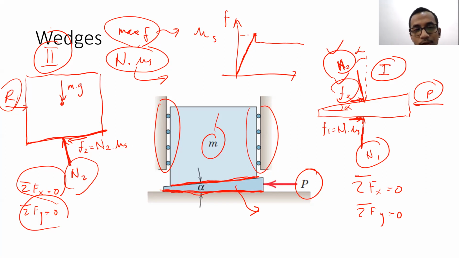After solving the friction force and normal force too, then we can go to the first free body diagram again to solve for the normal force 1, friction force 1, and the force P, which we need. So we will be able to solve force P here. So basically, that's the principle behind it.